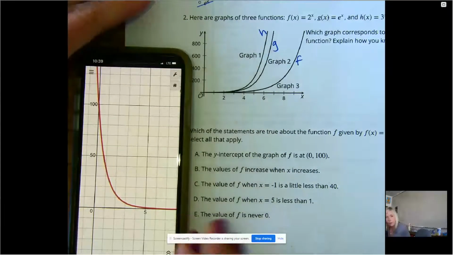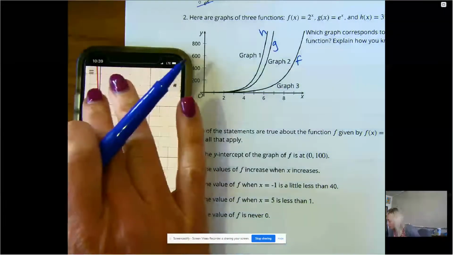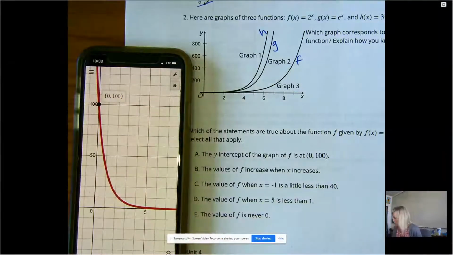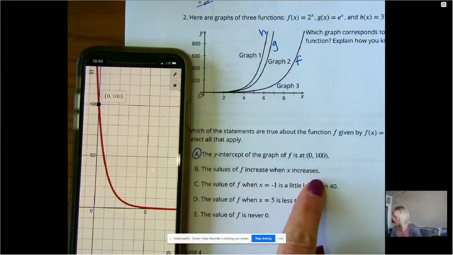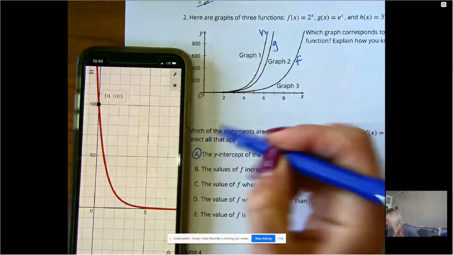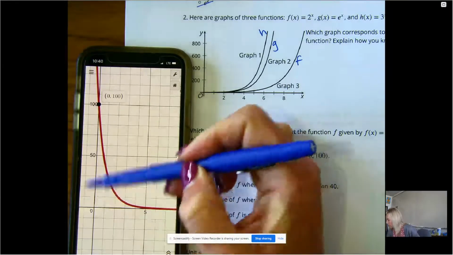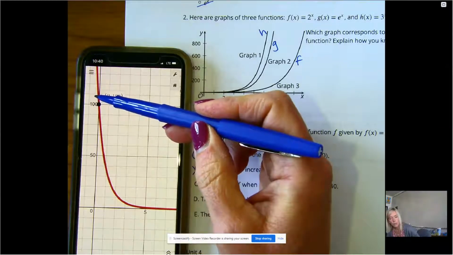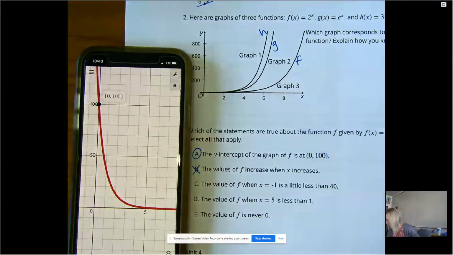So the first one is the y-intercept of the graph of f is at (0, 100). And I can see right there, yes, that one is true. I'm going to circle A. The values of f increase when x increases. Well, no, it's clearly decreasing, so not B. C, the value of f when x is -1 is a little less than 40. And I know -1 is over here, and it's actually going to be more than 100 because it's 100 when x is 0. So it's actually up here, not a little less than 40.